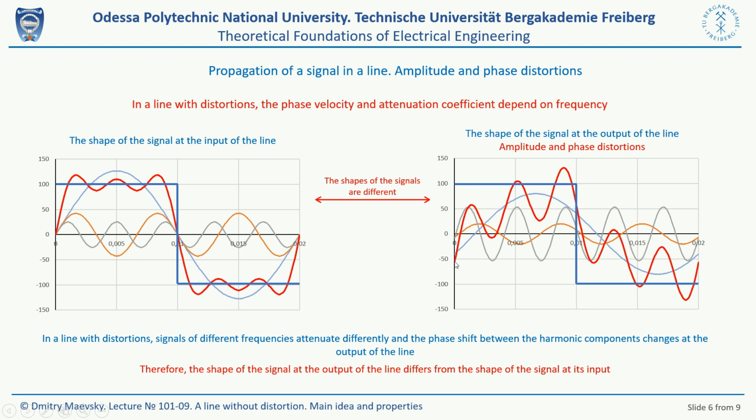From this figure we can see that when both types of distortions act simultaneously, the shape of the signal at the output of the line differs significantly from the shape of the input signal. Thus, when a signal propagates through a line, its shape is distorted relative to the shape of the input signal. Is it possible to make a line in such a way that there are no distortions? We will find out about this now.